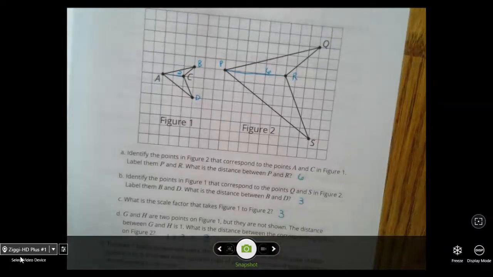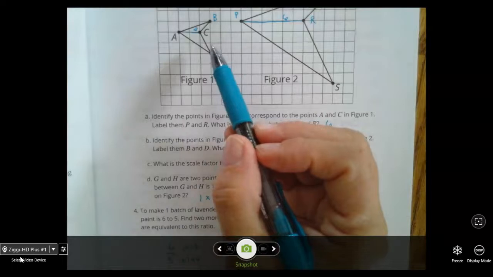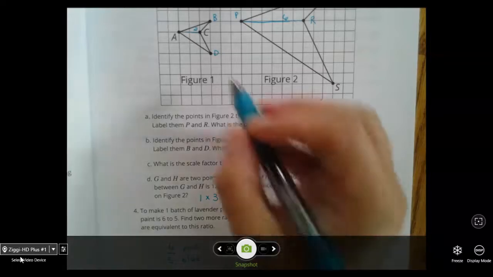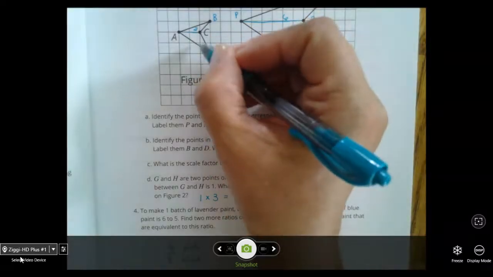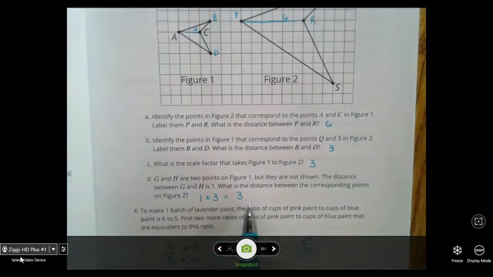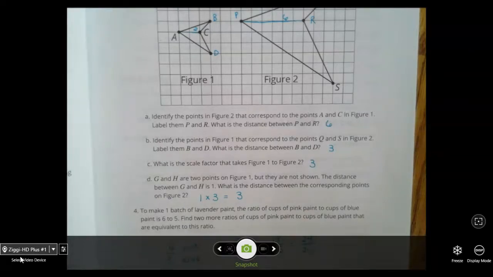Now it says G and H are 2 points on figure 1, but they're not shown. The distance is 1. Okay, so there's something here that has a distance of 1 between it. So if my scale factor is 3, I would take 1 times 3, and the distance between the corresponding points on this shape would be 3. Okay, you just always multiply by that scale factor once you find it.